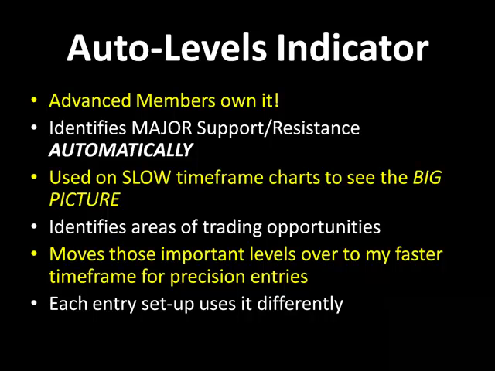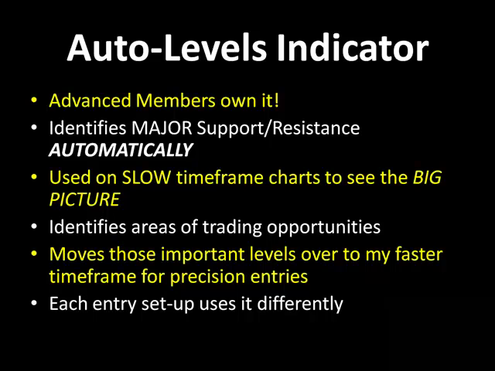Now we use this auto levels indicator on our slow time frame charts to see the big picture and to identify the very best major levels of support and resistance. Now these support and resistance levels on our auto levels indicator identify areas of trading opportunities. So we want to see these levels on our charts easily, clearly, and automatically because this is where we're going to look to take our trades. Now we then move those important levels over to our faster time frame automatically for precision entries.